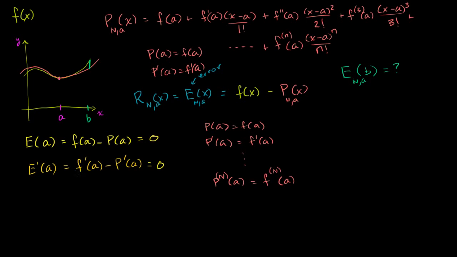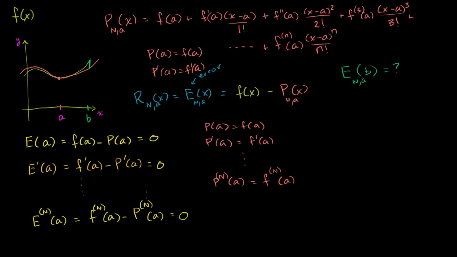So what that tells us is that we could keep doing this with the error function all the way to the nth derivative of the error function evaluated at a. That's just going to be the nth derivative of f evaluated at a minus the nth derivative of our polynomial evaluated at a. And we already said that these are going to be equal to each other up to the nth derivative when we evaluate them at a. So these are all going to be equal to 0.